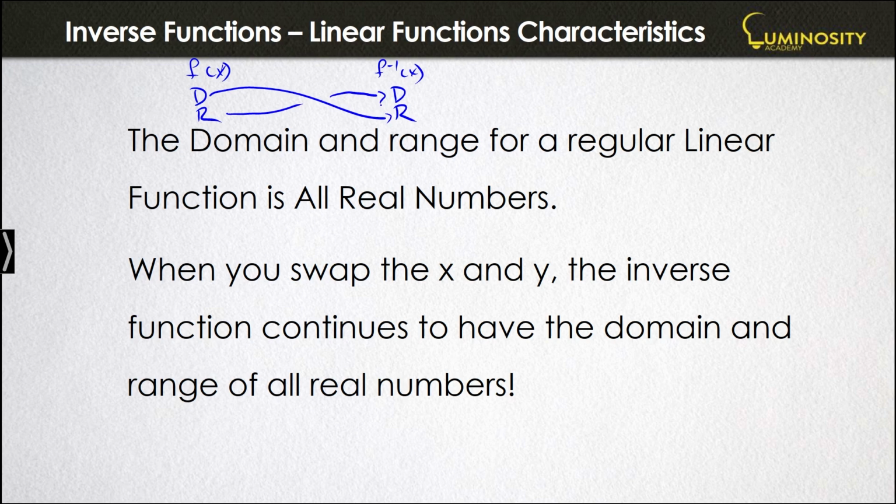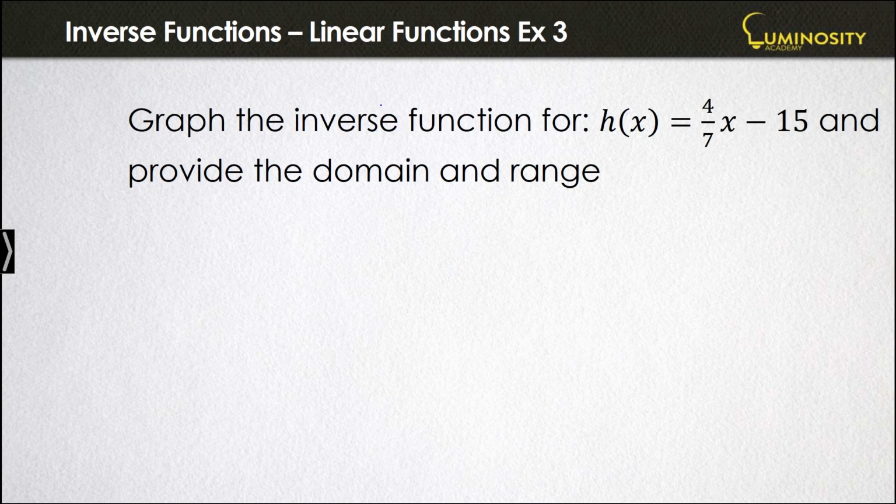Now, the cool thing about linear functions is that your domain and range is all real numbers for both of them. So when you swap them, they remain all real numbers. So whether you have a linear function or you're doing an inverse linear function, your domain and range is always going to be all real numbers. Makes it pretty easy. So let's try one more. We want to graph the inverse function of h of x equals 4/7 x minus 15, and then provide the domain and range.